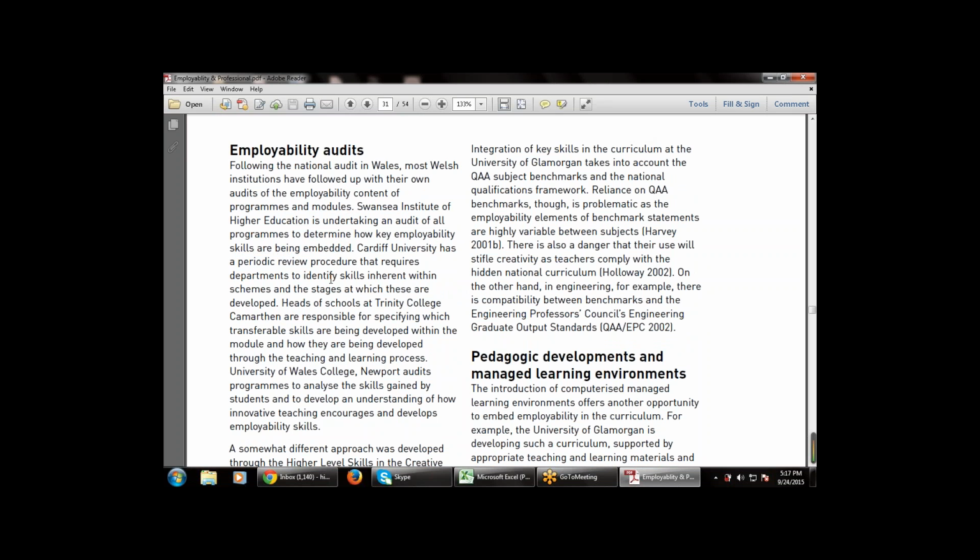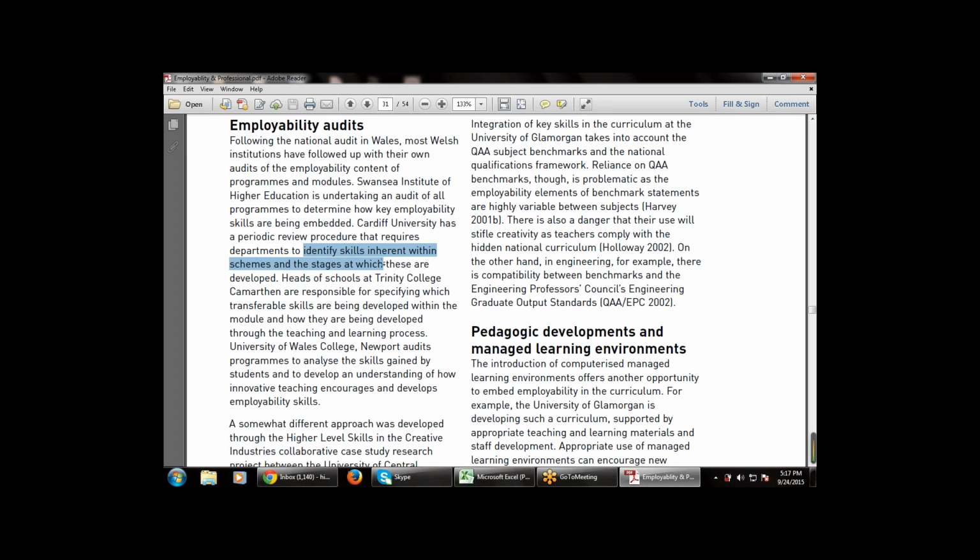CareerDef University has a periodic review procedure that requires a department to identify the skills inherent within the schemes and the stages at which these are developed. Whatever technique is used is developed to build the skill, with the inherent requirement within the scheme and the stages at which these are developed. And the heads of school at Trinity College are responsible for specifying which transferable skills are used for the modules and how to use them within the teaching and learning process.